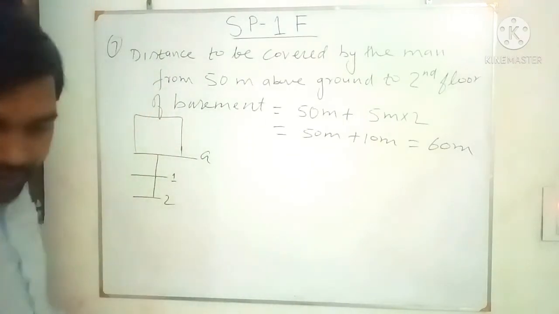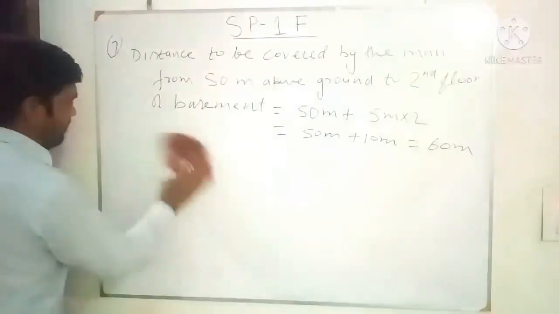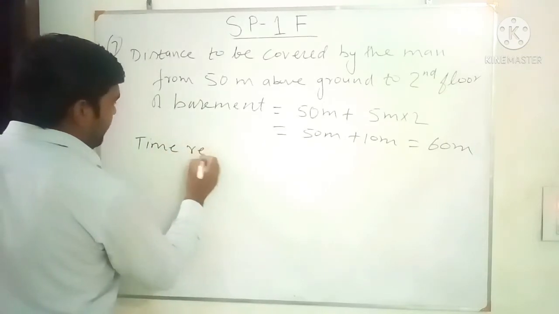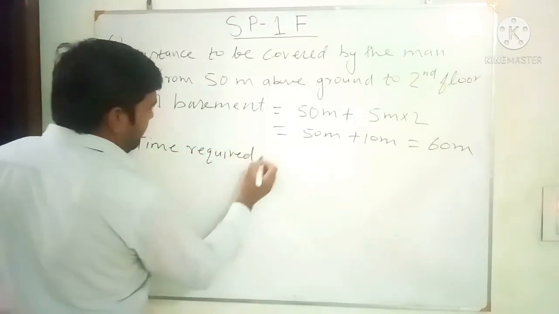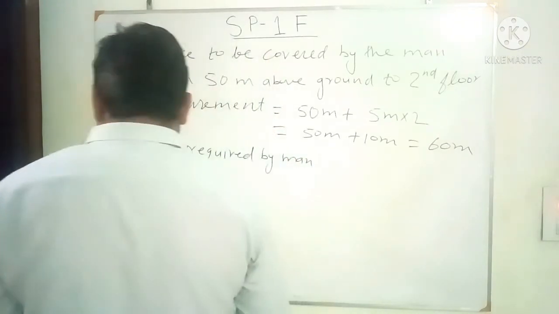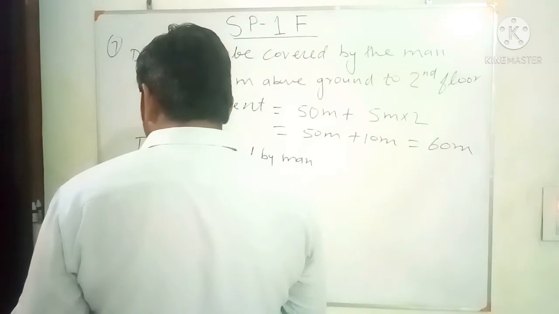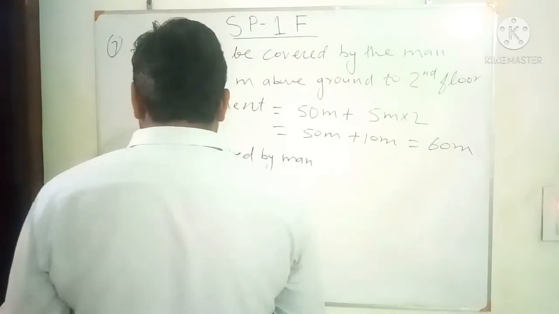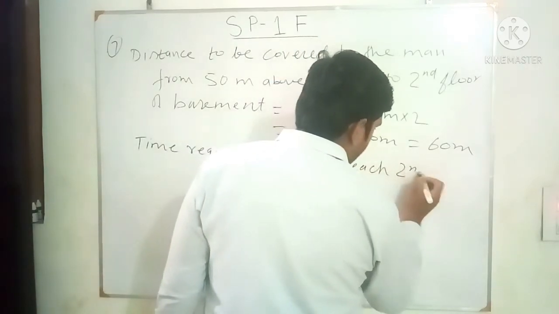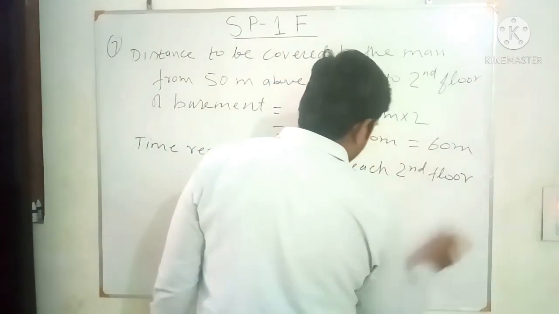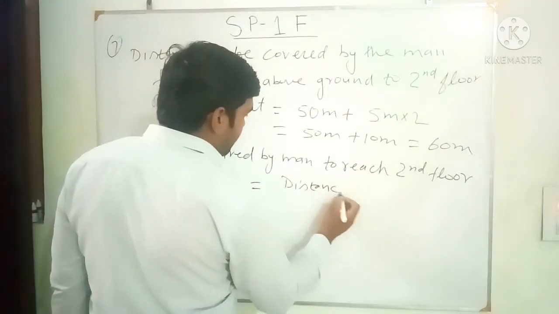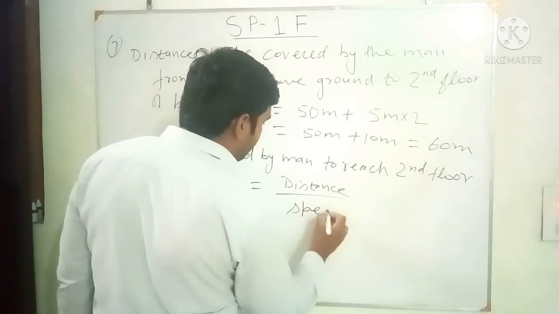So after that you have to calculate the time. Time taken by man. So time required by man to reach the second floor. That is distance upon speed. Time is equals to distance upon speed.